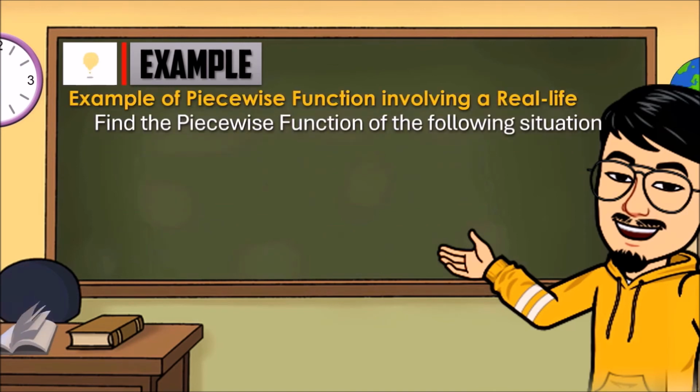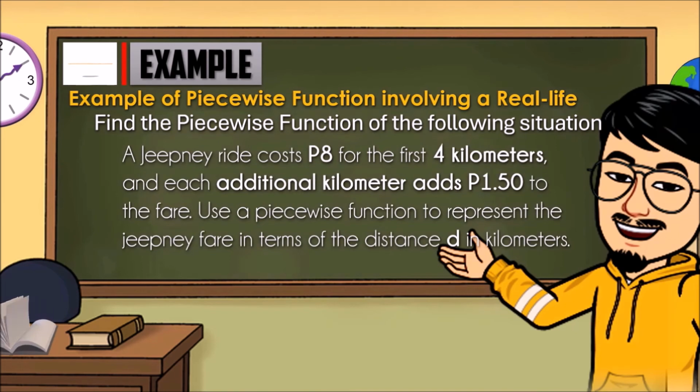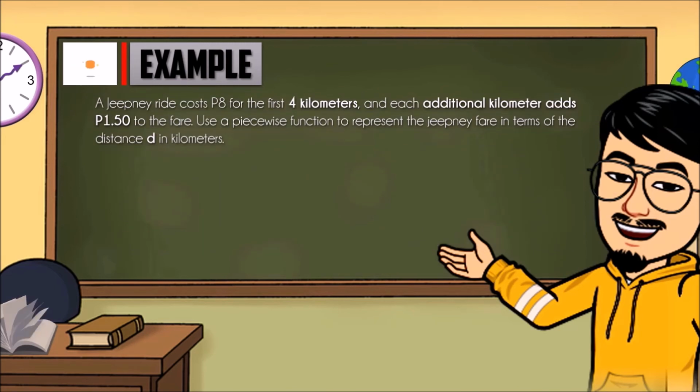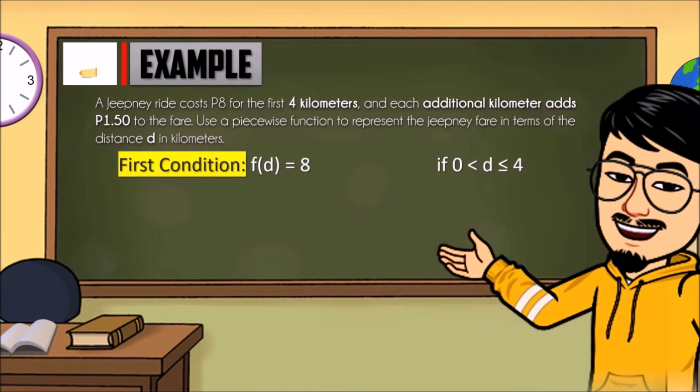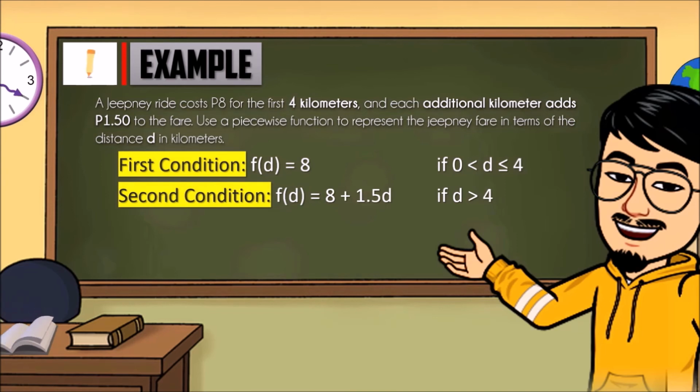Example number 2. The jeepney ride costs 8 peso for the first 4 kilometers, and each additional kilometer adds 1.50 to the fare. Use a piecewise function to represent the jeepney fare in terms of the distance D in kilometers. I-represent natin ang fare as F in terms of D. Sa example na to, meron ulit tayong dalawang condition. First condition, f of t is equal to 8 if ang ating distance ay less than or equal to 4. Second condition, f of t is equal to 8 plus 1.5t if ang ating distance is greater than 4.